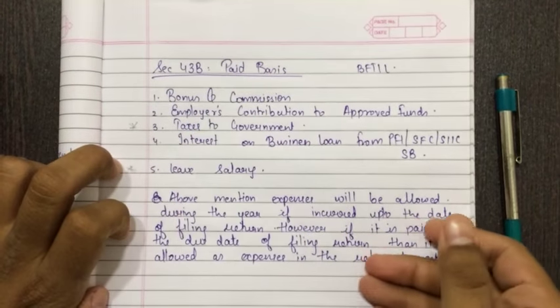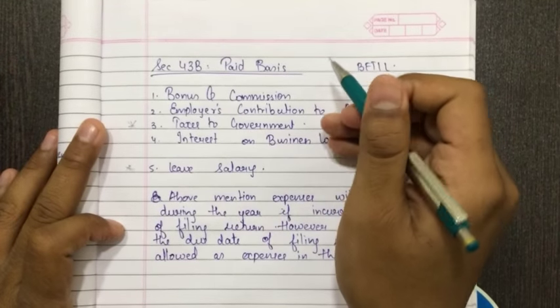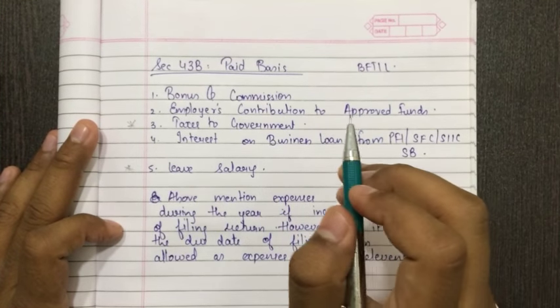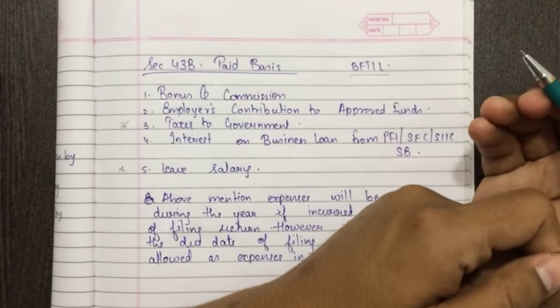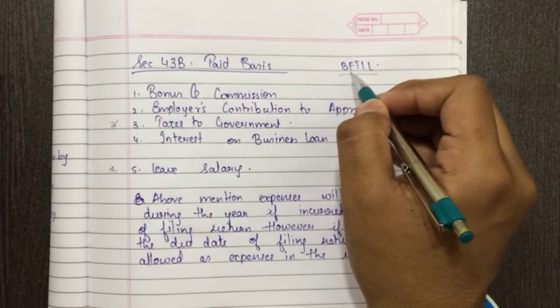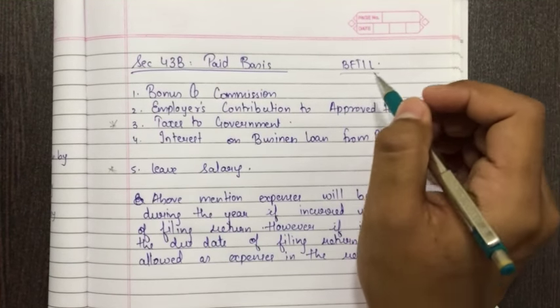It is already pre-written. Section 43B, paid basis. What does this section say? The following expenses will be allowed on the paid basis and not on the accrual basis. The code is BETTIL, like the car named Volkswagen Beetle, replacing the spelling as BETIL. How to remember the paid basis expenses?